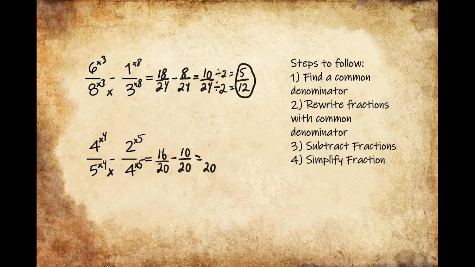So the denominator's value hasn't changed, it's still 20. So now we're going to go ahead and subtract 16 and 10. And we know that when we subtract 10 from 16, we're left with 6. So looking at this, we know that we can simplify this fraction because these numbers are both even numbers. So we're going to go ahead and divide both of these numbers by 2. And 20 divided by 2 gives us 10. And 6 divided by 2 gives us 3 for an answer of 3/10. So 4/5 minus 2/4 gives us 3/10.